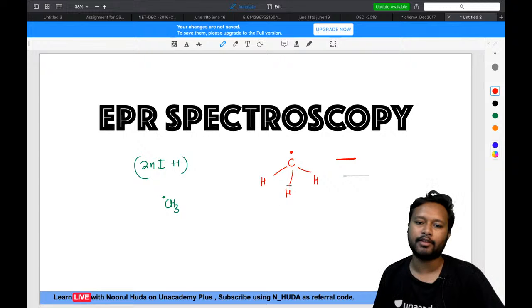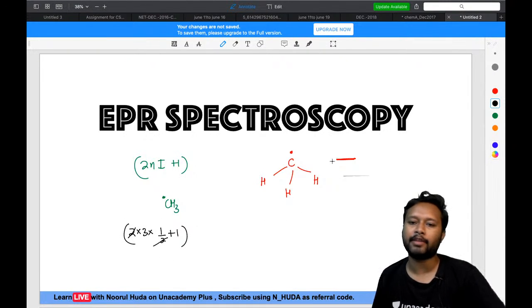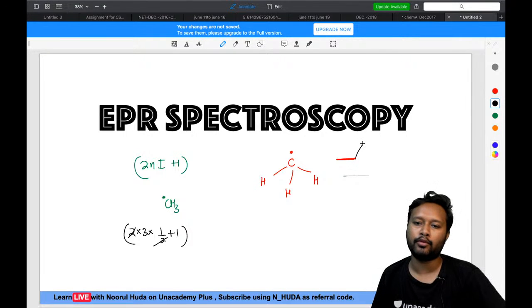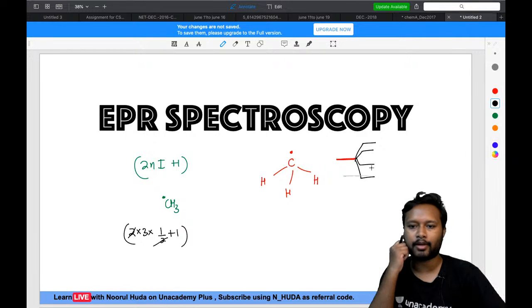Now, since you have 3 hydrogens attached to this carbon, and these hydrogens have a nuclear spin value, using this formula, how many states will we have? 2 into n, where n is the number of hydrogens. We have 3 hydrogens, the I value of hydrogen is half, and plus 1. If you calculate this, you will get 4. So this single energy state of the carbon electron is going to get split into 4 energy levels by the hydrogen atoms.